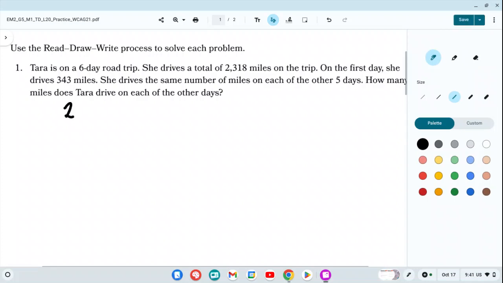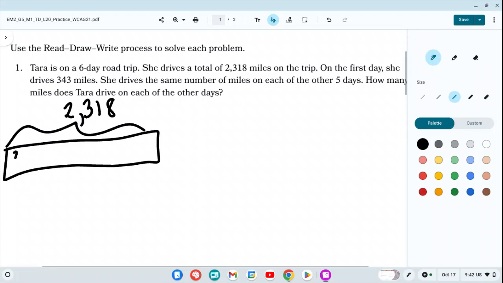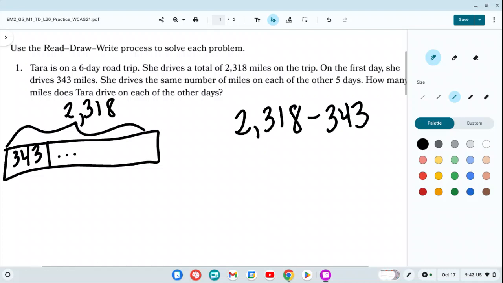So I know that she's going to drive this many miles total across 6 days. On day 1, she drives this many miles. The other days, we don't know yet. So first, what we want to do is take our total number of miles, subtract how many miles she's driven so far to find out how many miles are left. Go ahead and pause the video, 5th graders, and subtract to see how many miles are left on her drive. Go ahead and pause now.